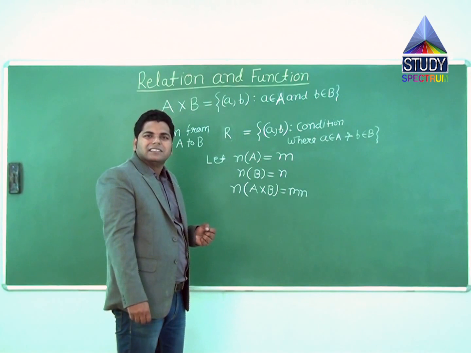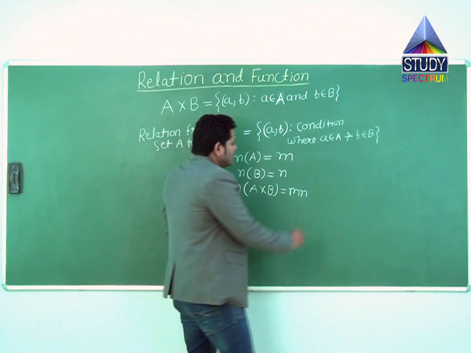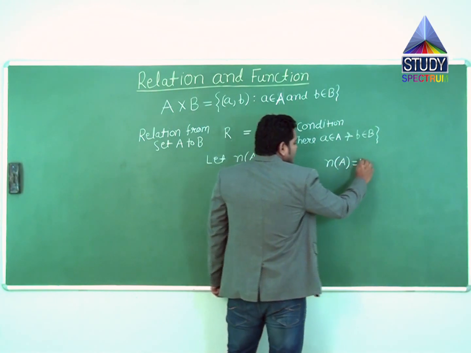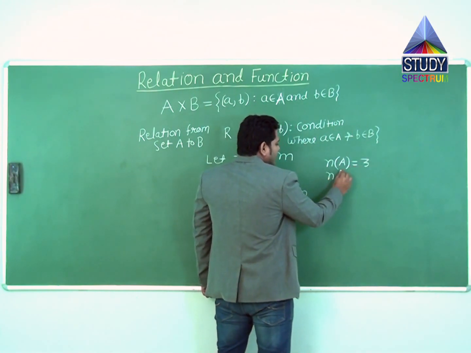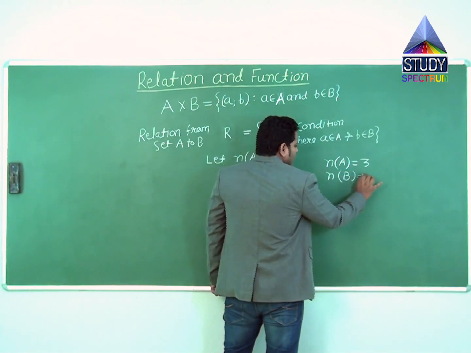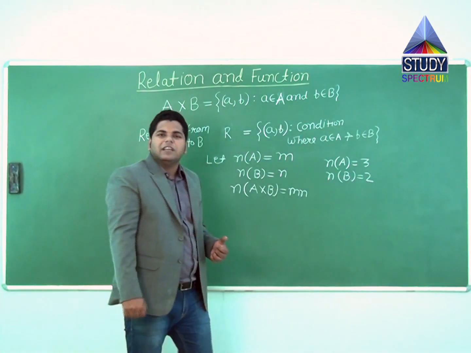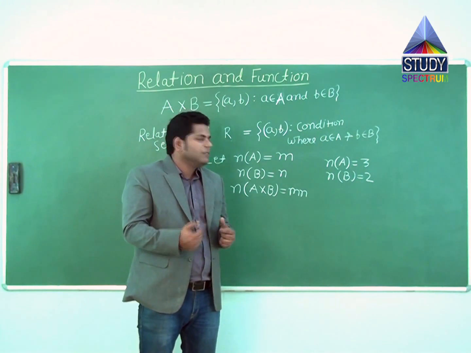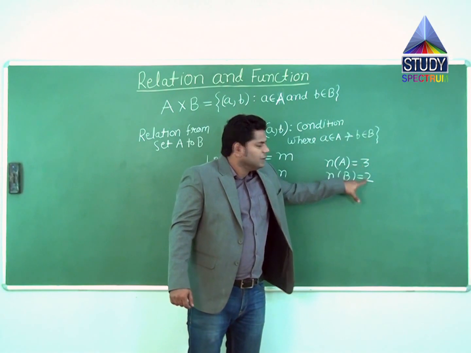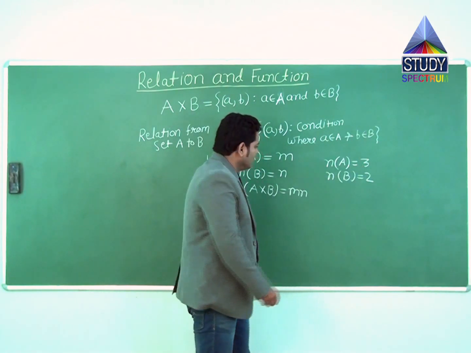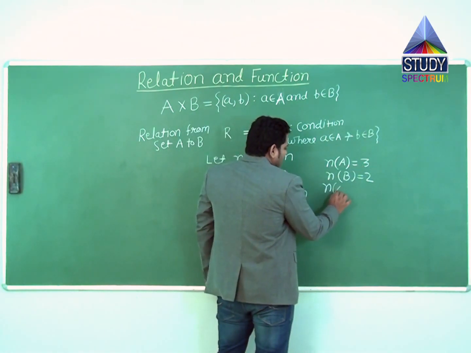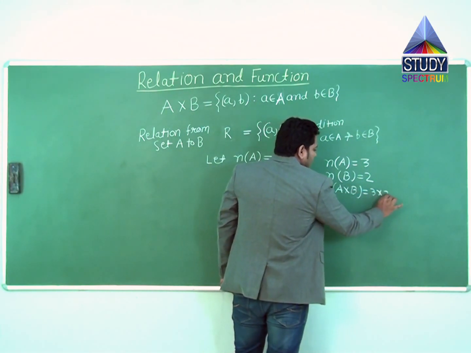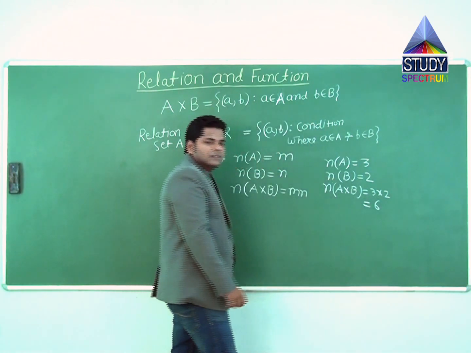Let us take an example. Suppose the number of elements in set A is 3 and the number of elements in set B is 2. Then how many elements in A cross B? The number of elements in A cross B will be m into n, meaning 3 into 2, that is 6. So the number of elements in A cross B will be 3 into 2, that is 6.